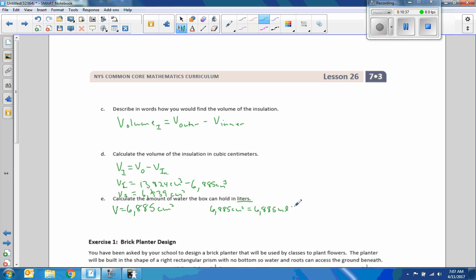So that is going to equal 6,885 milliliters divided by 1,000 milliliters per liter. And all this is going to do is move the decimal 1, 2, 3 places to the left, 6.885 liters. So milliliters we cancel. 6.885 liters.